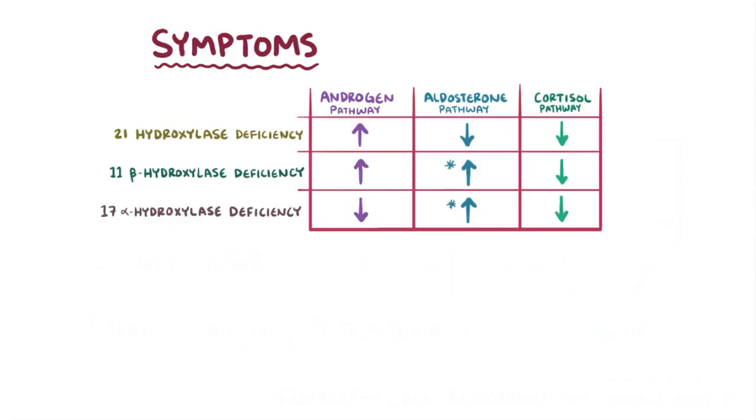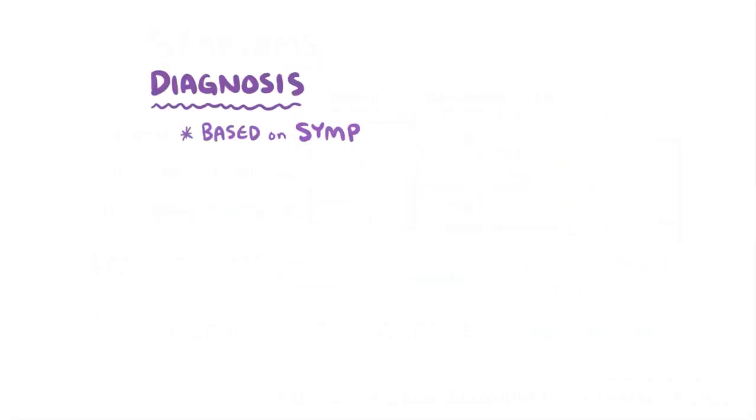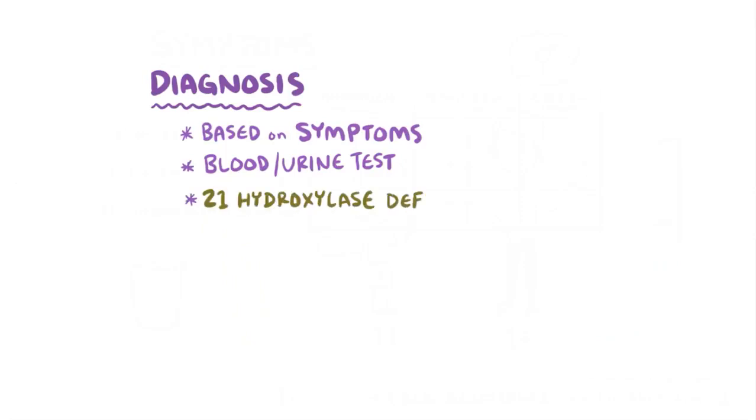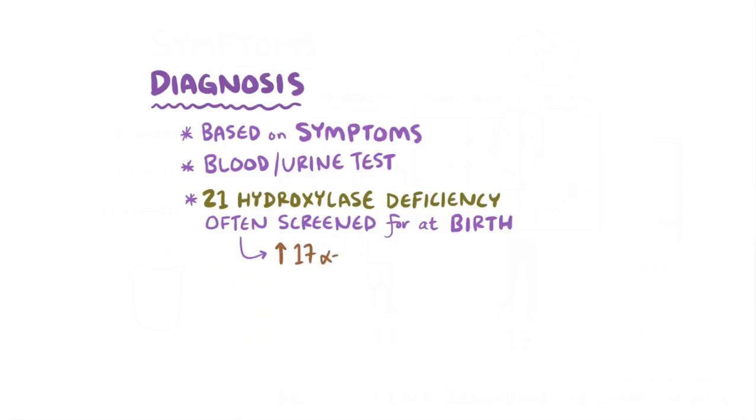All three enzyme deficiencies result in low cortisol levels, which could lead to hypoglycemia. Congenital adrenal hyperplasia is normally diagnosed based on symptoms and blood and urine tests that can all help identify enzyme deficiencies in the adrenal corticosteroid synthesis pathway. In a lot of countries, including the United States, 21 hydroxylase deficiency is screened for at birth, and will show elevated levels of 17-hydroxyprogesterone if positive.